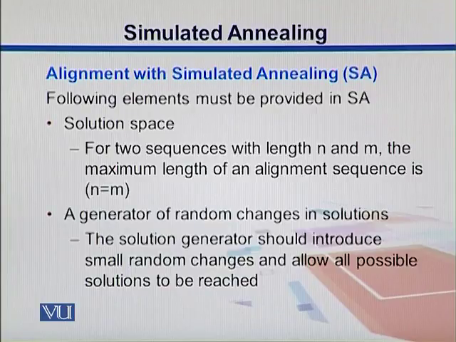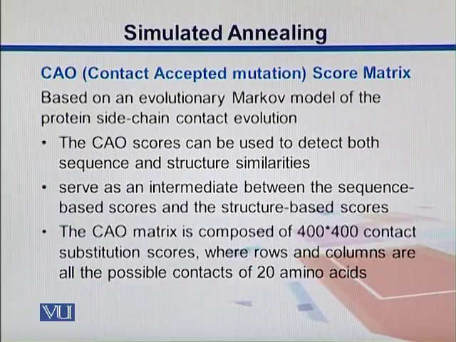So let's take those steps one more time and put them together in these points. The following elements must be provided in simulated annealing. There is a solution space for two sequences with lengths n and m. The maximum length of an alignment is equal to n plus m. I mean, the alignment should not exceed the lengths of the individual sequences. And then we need a generator of random changes in the solutions. You get your solutions, and then there is a system that can generate some random changes in them, so it can introduce random changes and allow all possible solutions to be reached.